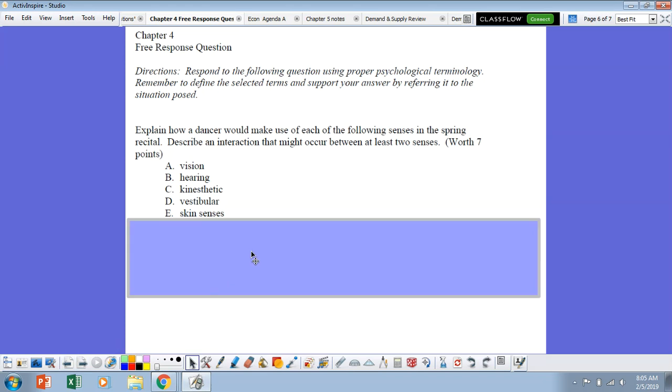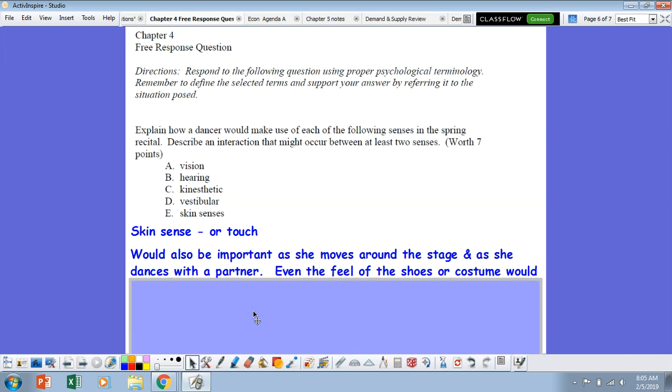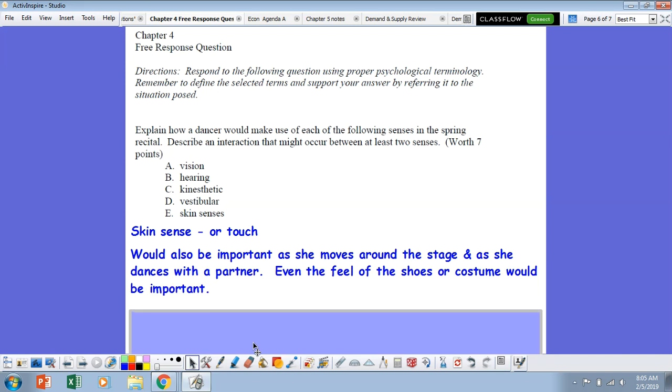And then finally, skin senses, that's our sense of touch primarily. And this would be important as she moves around the stage. If she's dancing with a partner, being able to feel the partner, also being able to feel her feet as far as shoes or the costumes. All of this would come into play.